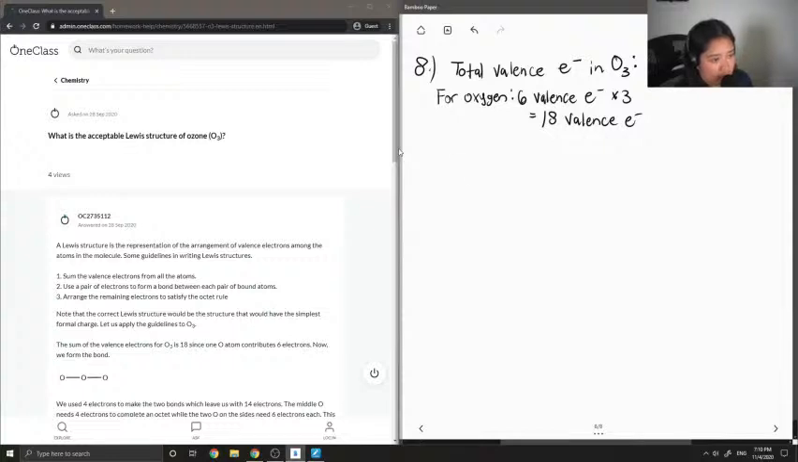Okay, so now I'm just going to draw all my oxygens out like this. With each bond, there are 2 electrons involved. So right now I have 4. And the next thing I want to do is just write out all the valence electrons on the terminal oxygens.